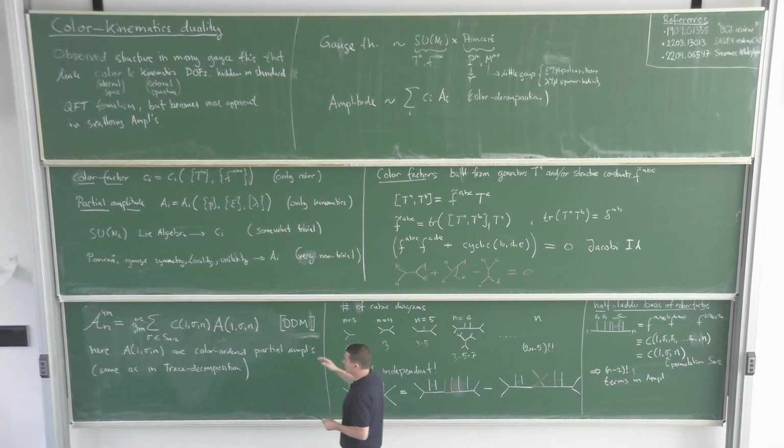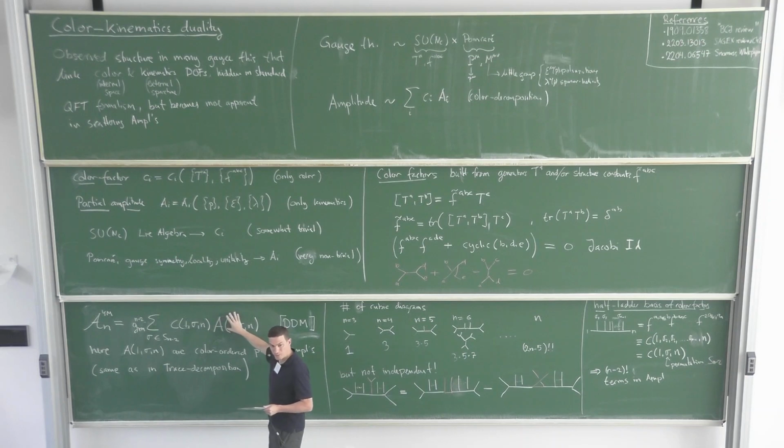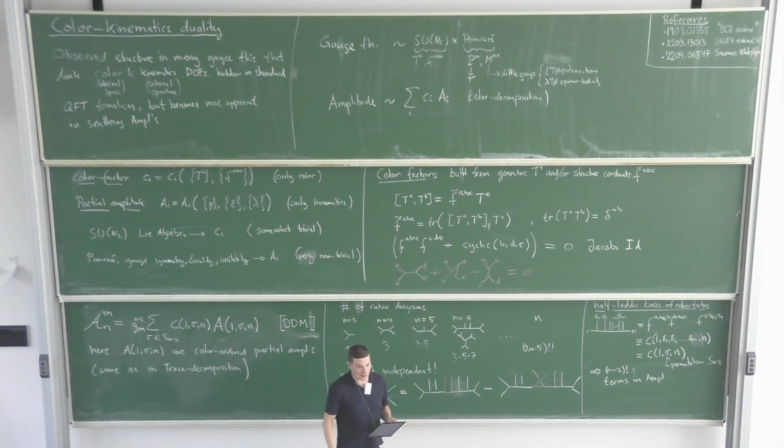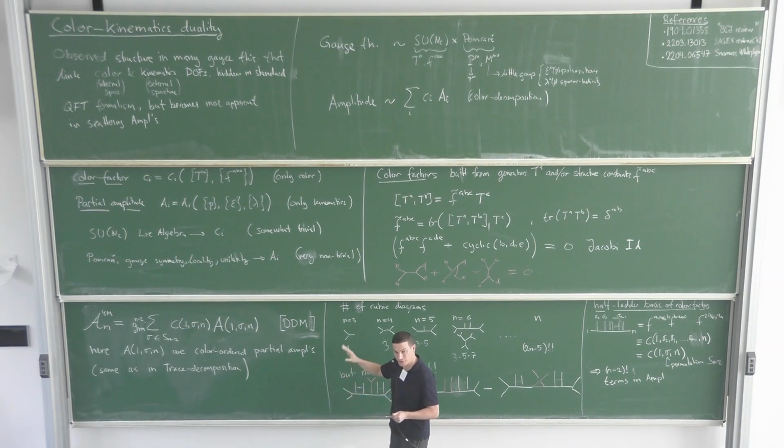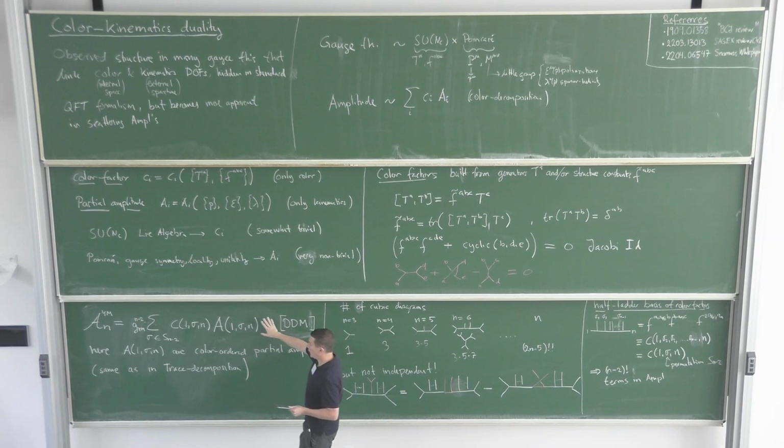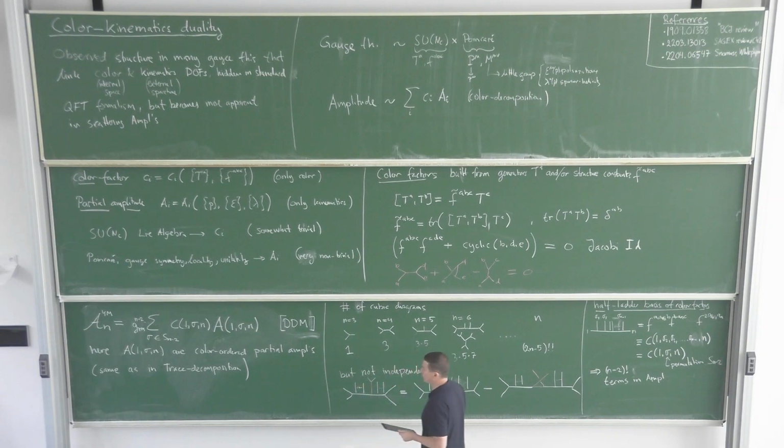But of course, what we'll find is that this A here has special properties, and that will actually allow for a further reduction. And this is also what happens when you consider the trace decomposition: you get a larger set of partial amplitudes, but they're not independent, right? So that's why it allows you to go even further in the reduction. Okay, any questions?